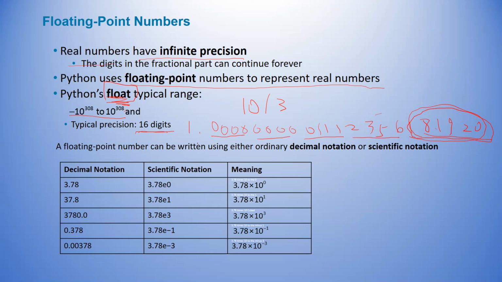A floating point number can be written using either ordinary decimal notation or scientific notation. So here is the scientific notation, right? Okay, so you understand how to do that. So when it's too big, you will use scientific notation. Something like this. This is not long enough, but this shows you this is scientific notation. Okay. You can either write it this way in your program or this way.